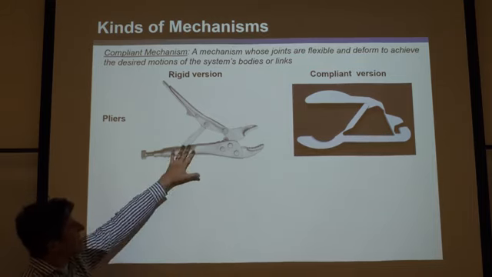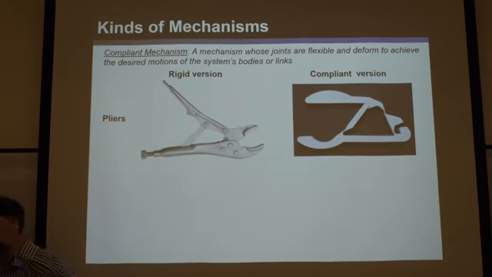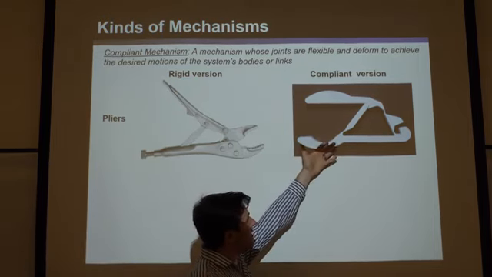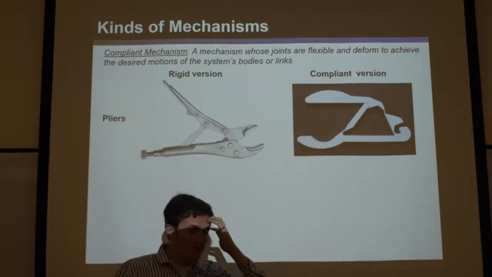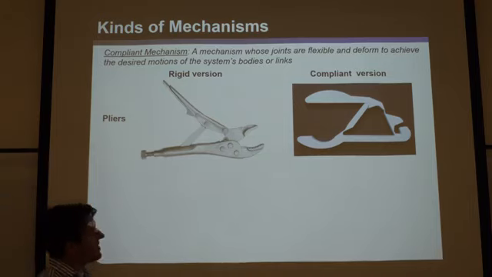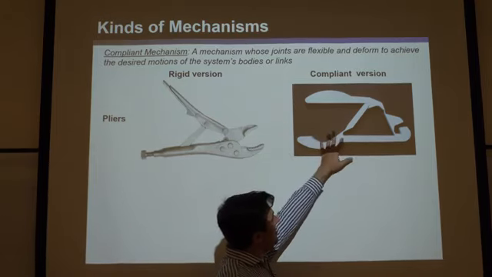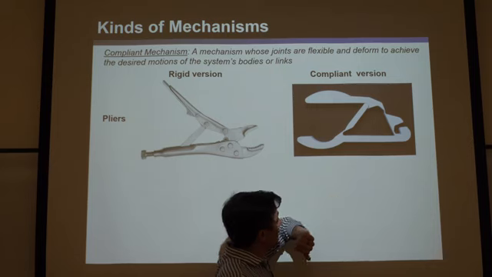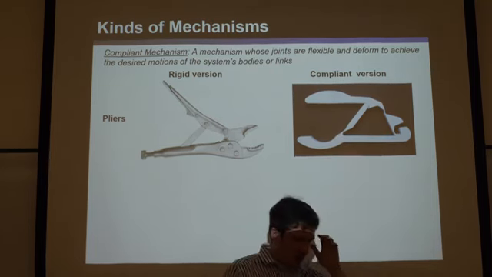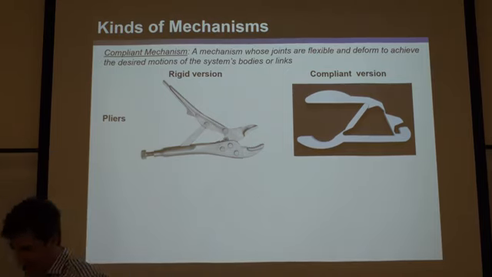So you can see this is a rigid mechanism, a traditional vice grip here, and this is a compliant version of that vice grip. And it's actually quite famous. Larry Howell made this at BYU, and it's kind of the flagship of all compliant mechanisms. That's why I'm showing this example. You can see the similarity between the two. This is just a single monolithic piece, but it deforms at these compliant hinge joints to get the same mechanical advantage as that vice grip there.